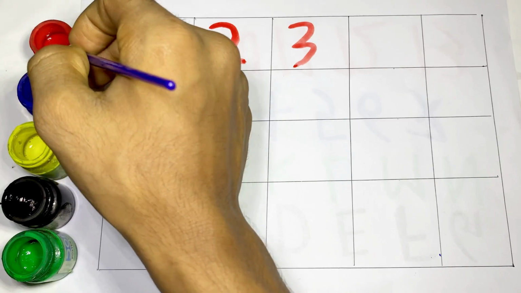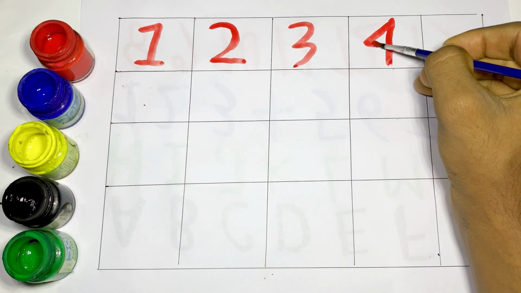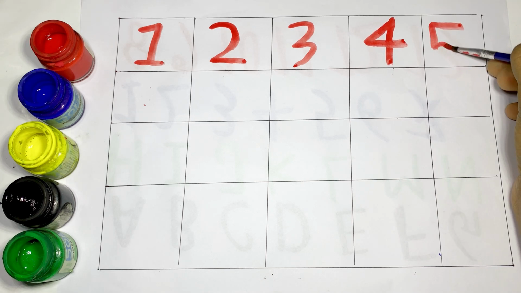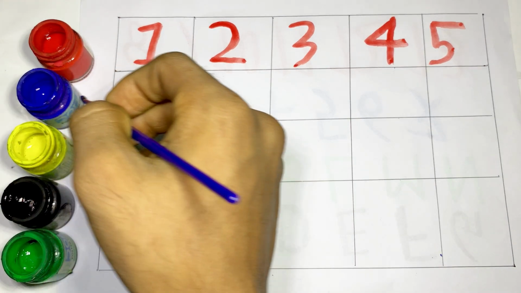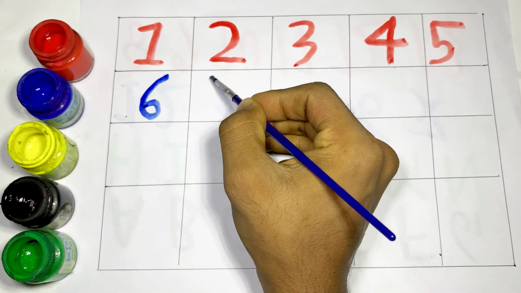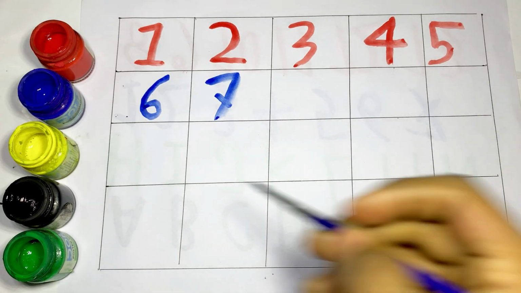Kids, again use red color and draw 4. F, O, U, R, 4. 5. F, I, V, E, 5. Kids, now draw 6. The number 6, and use blue color. S, I, X, 6. 7. S, E, V, E, N, 7.